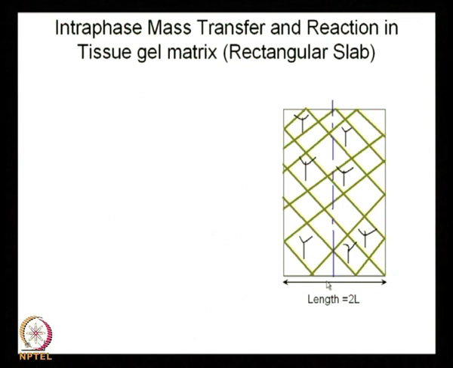So, what we do now is let us go and actually solve a problem. The first problem we look at is the interphase mass transfer and reaction in a rectangular slab. We will look at the sphere and the rectangle. So, first thing we look at today is this problem in the rectangular slab. Okay. So, what is my basic governing equation for the rectangular slab?